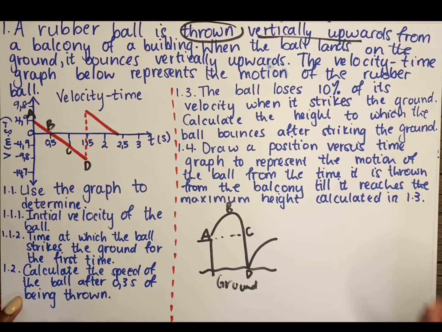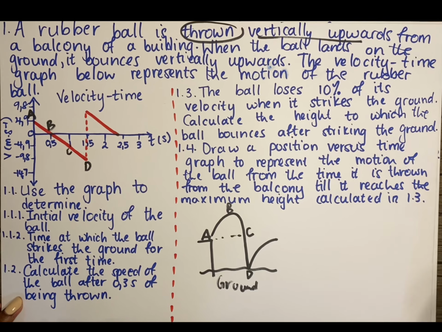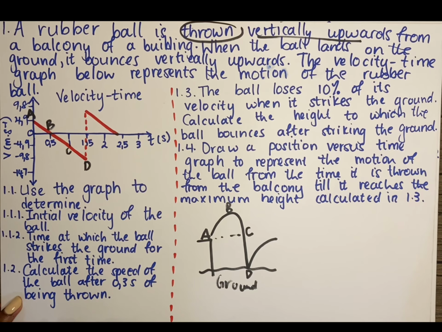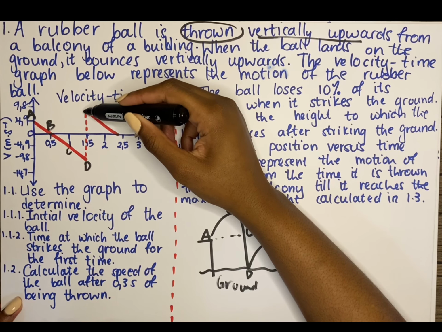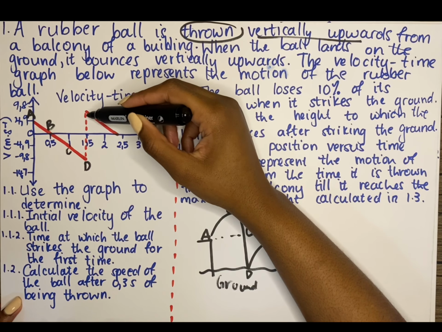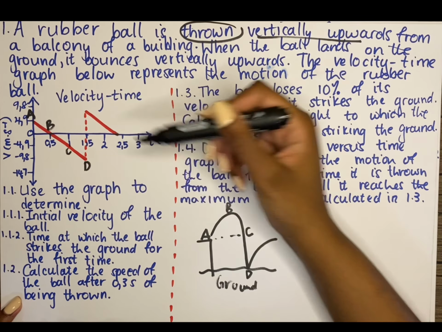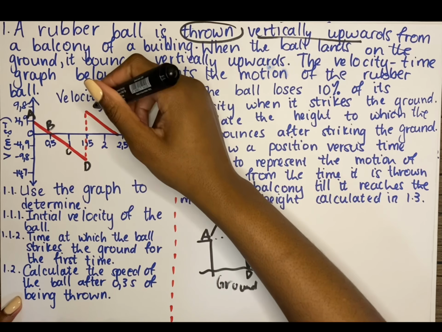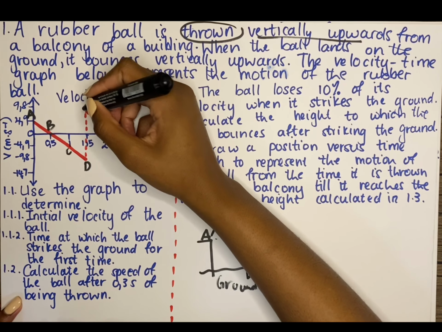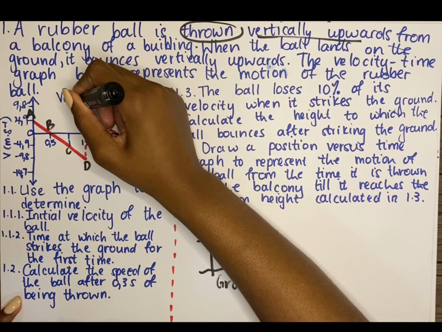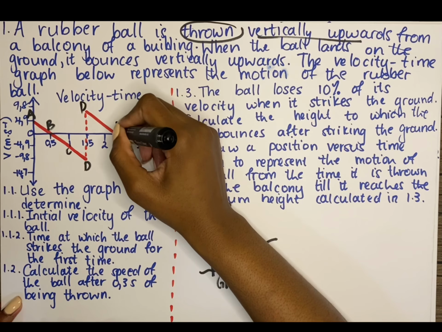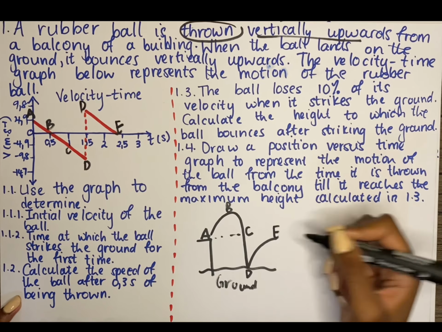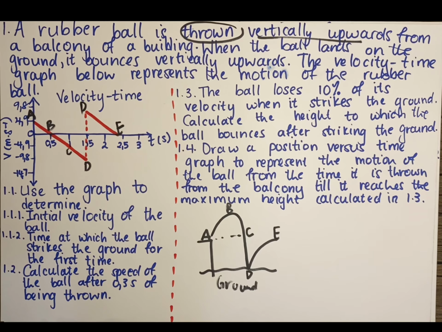Some questions, like the one we're going to do next, will show the time the ball is in contact with the ground, right? And then the ball leaves the ground with a certain velocity and reaches a certain maximum height. So let's say here at D it's leaving the ground, and then here it reaches the maximum height E, right?